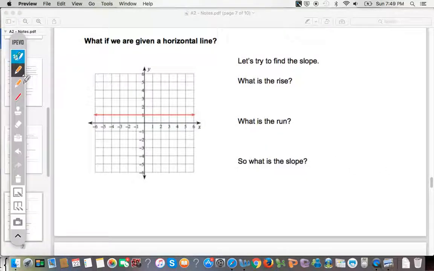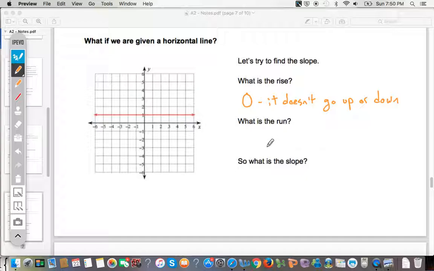So, let's take a look at a couple unique examples. What if we're given a horizontal line? Okay, well, let's try to find our slope. So what is the rise? Well, this function's not going up and it's not going down. It just has a run here. So what is our rise? It's 0. It doesn't go up or down.